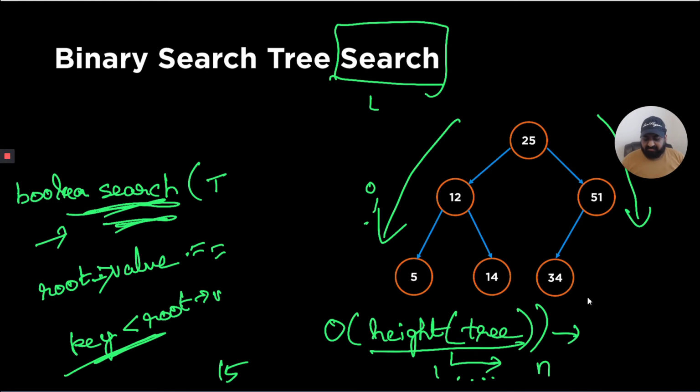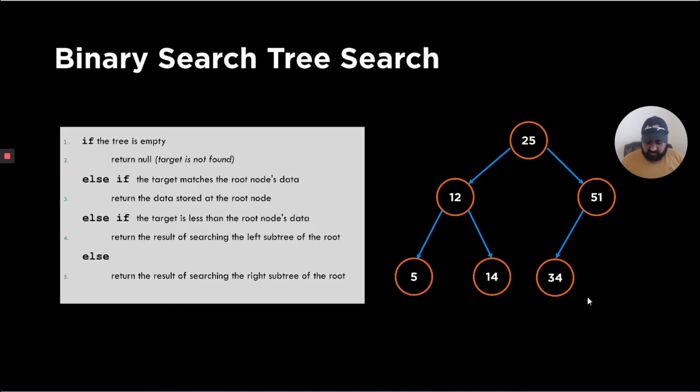Typically for a balanced tree, it's log base 2 of n, and we are going to cover those proofs later, but that's what's upcoming. But let's discuss this pseudocode for the search operation, which is you search the tree, and if it is empty, that means the target is not found, so you return false in the Boolean method.